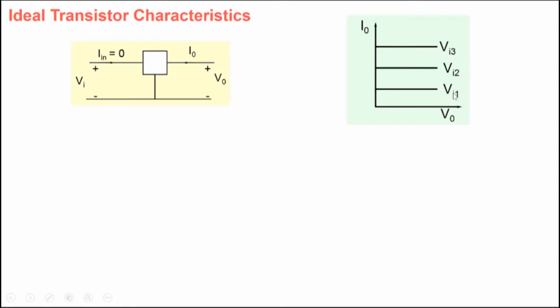So for one value of VI, the current is here. For another value, the current is here. For another value, the current is here. And in fact, we can plot I naught versus VI, and it is, let's say, linear, right? So this is the nature of this particular element. Input current is 0. Output current does not depend on V naught, but output current is sensitive to VI.